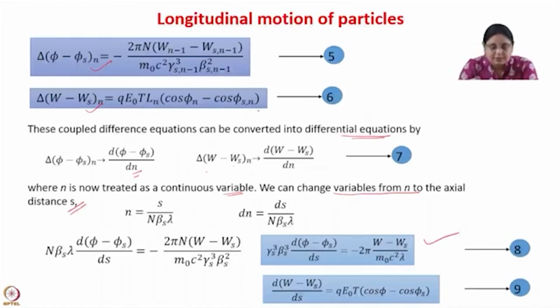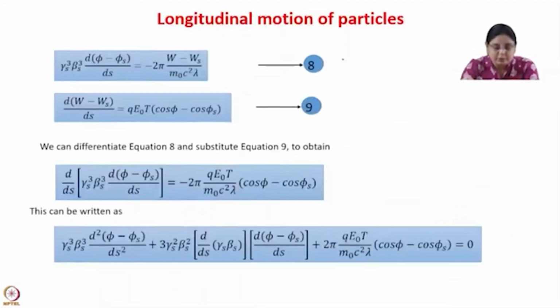Similarly, the expression 6 for energy, this difference equation 6, can be simplified and converted into a differential equation of this form. So here it is: dw minus ws by ds is equal to QE0T times cos phi minus cos phi s. So here are the two equations. Now we have two differential equations.